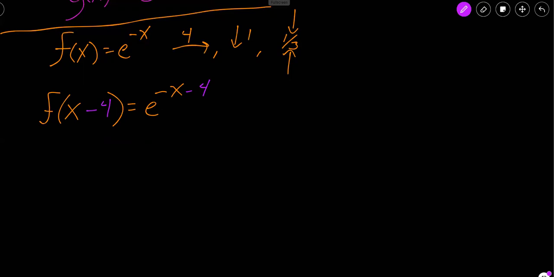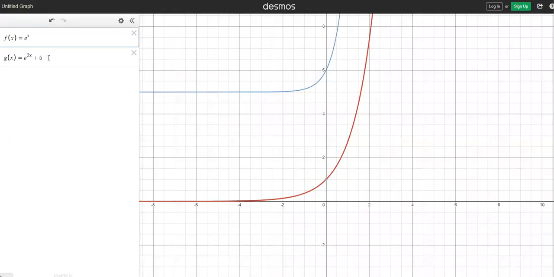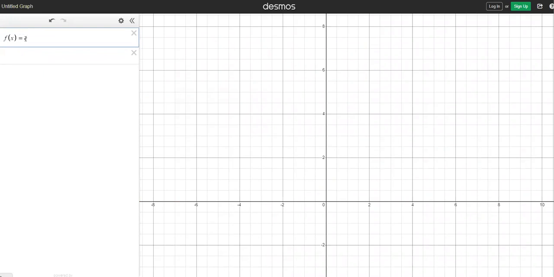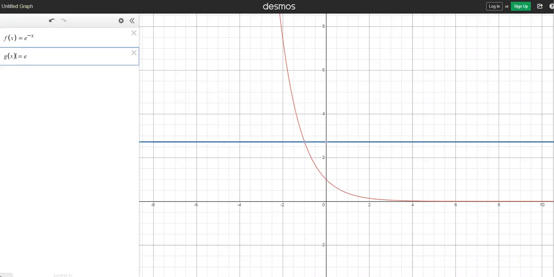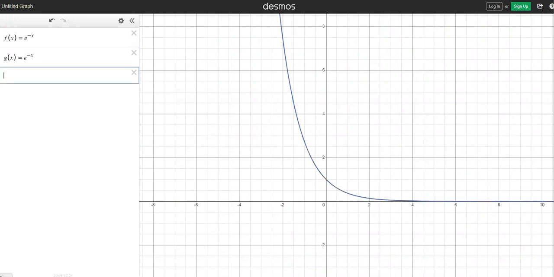So that's my first step. Let's go ahead and graph this out to see what's happening. I'm going to clear these real quick. So the first one is e to the negative x. And the second one is g of x equals e to the negative x as well. Okay, so they're the same thing to start.